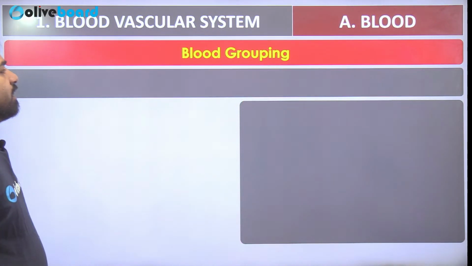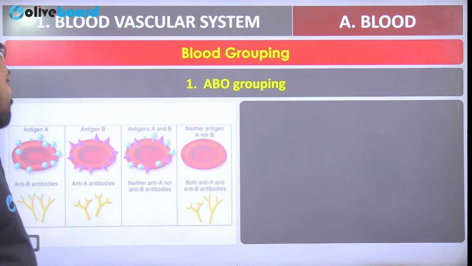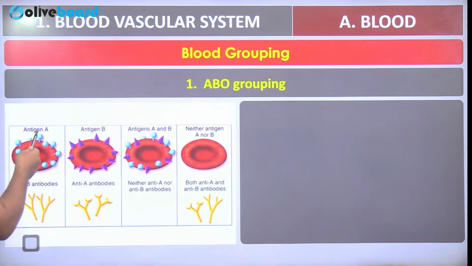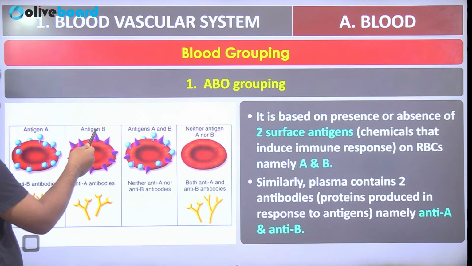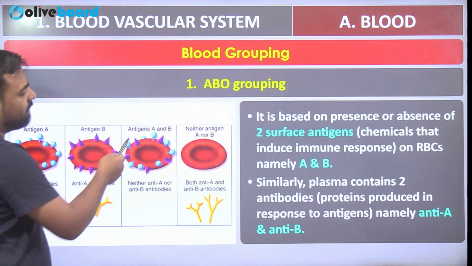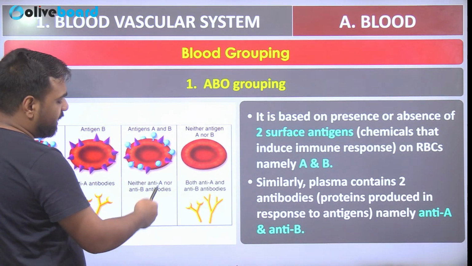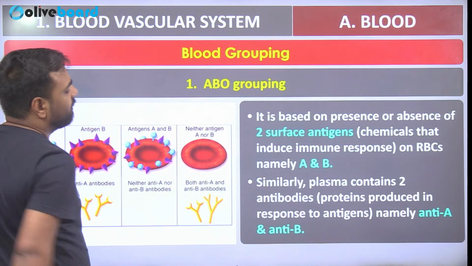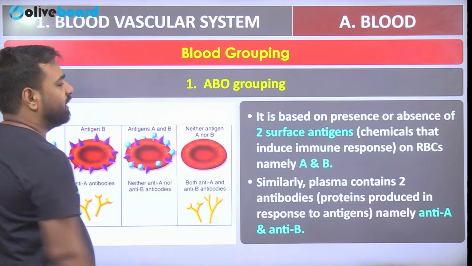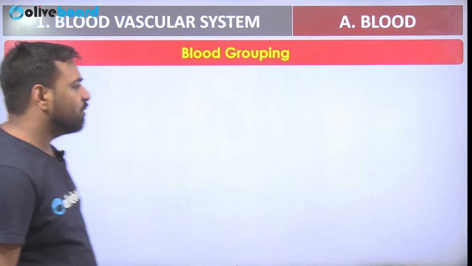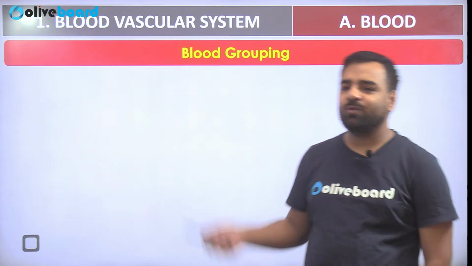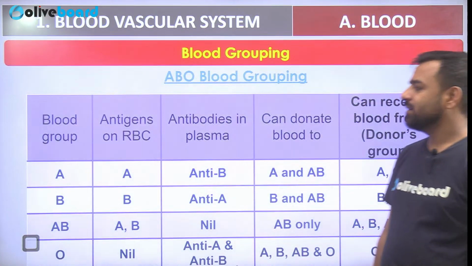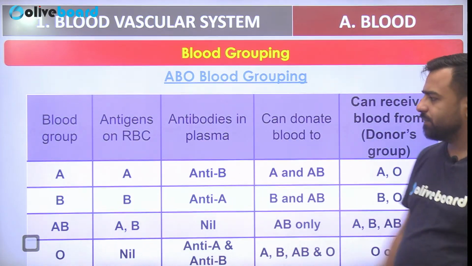If I talk about ABO grouping, here we have A antigen but B antibodies. Here we have antigen B but A antibodies. Here we have AB antigens, no antibodies. And here we have neither antigen but both the antibodies. So yes, I have a chart for you all and you must remember this. And if you want, I have an animation also to explain. First of all, just have a look here. These are the blood groups.